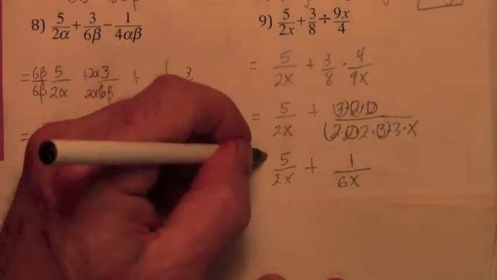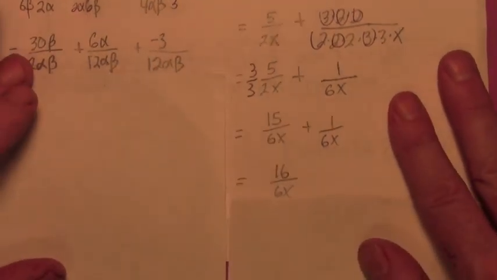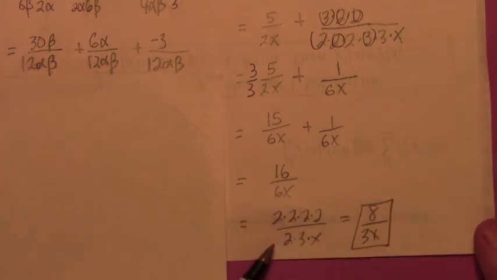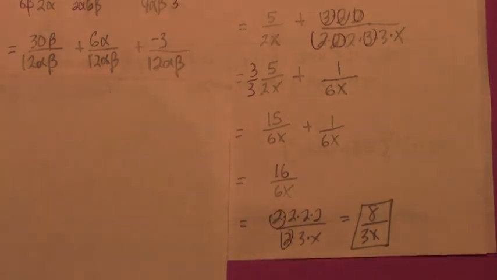LCD is 6x, multiply top and bottom by 3, so you get 15 over 6x plus 1 over 6x. I get 16 over 6x. So it sure is nice to be done finally, isn't it? Oh, we're not done. You can reduce. Don't forget to factor at the end. When you factor, you can take away a factor of 2. Final answer: 8 over 3x.